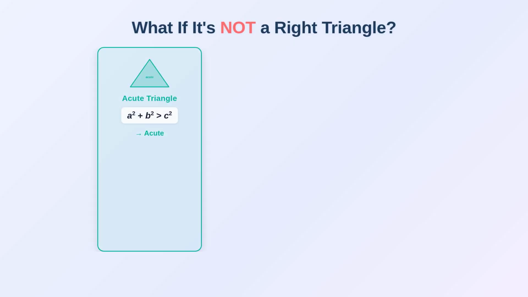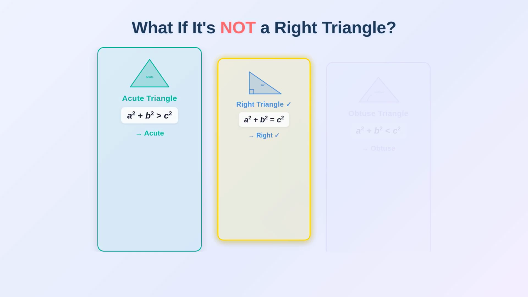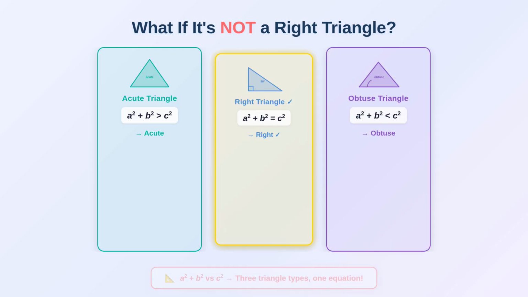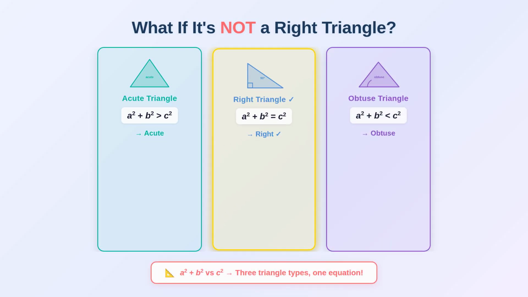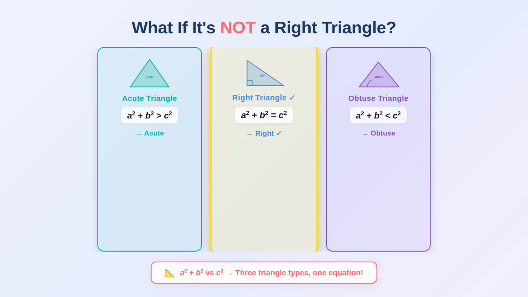Here's a bonus insight that's really useful to know. When the equation doesn't balance, you can actually learn what kind of triangle it is. If a squared plus b squared is greater than c squared, all 3 angles are less than 90 degrees. It's an acute triangle. If a squared plus b squared is less than c squared, one angle is greater than 90 degrees. That's an obtuse triangle.